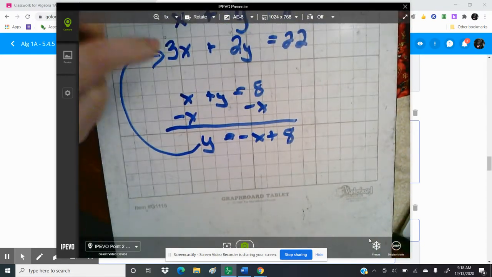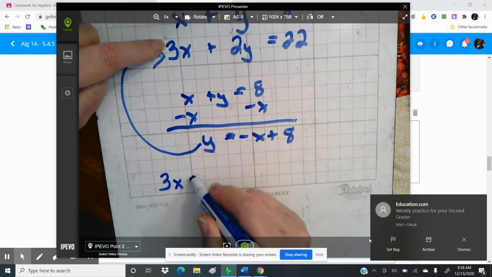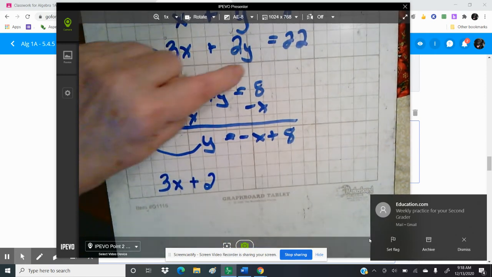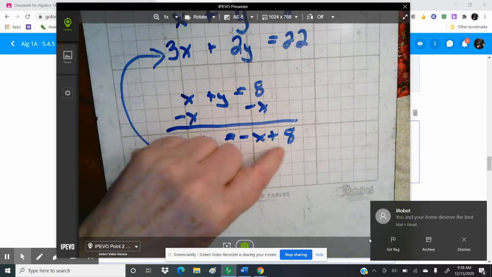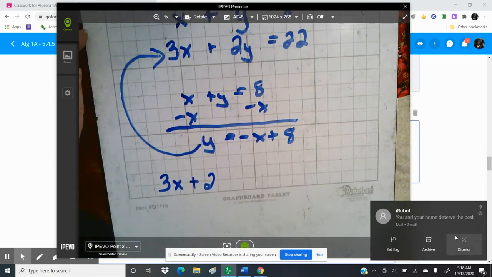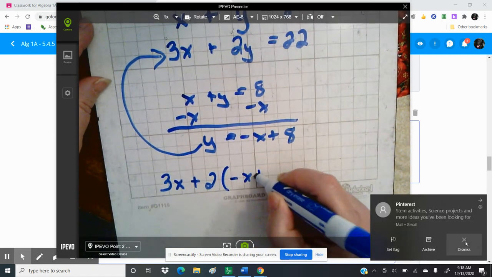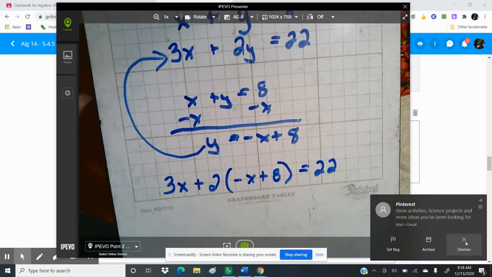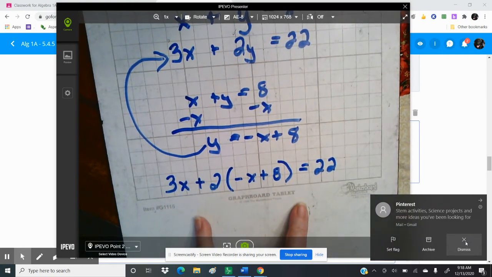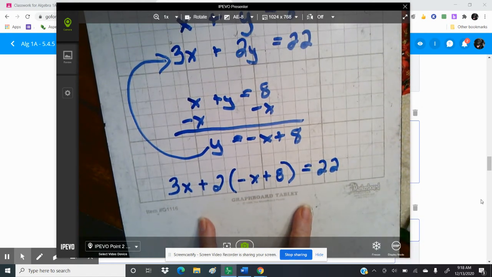All right, so let's go to this equation. Well, I have 3X plus 2. Well, now I have Y. So instead of putting Y, I'm going to put negative X plus 8. And that's going to equal 22. And now the beauty of this is now I have one equation and one variable. So I can just go ahead and simplify this.